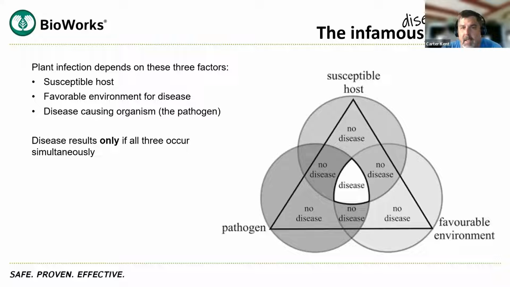I'm sure everybody has seen this before, but this is the infamous disease triangle. And basically what it states is that plant infection depends upon three factors. One, you have to have a susceptible host. Two, you have to have a favorable environment for disease. And then lastly, you have to have a disease-causing organism, the pathogen. The disease will only result if all three occur simultaneously. So if you can take one of those parts of the triangle out, you're not going to have the issue, or you can minimize it.